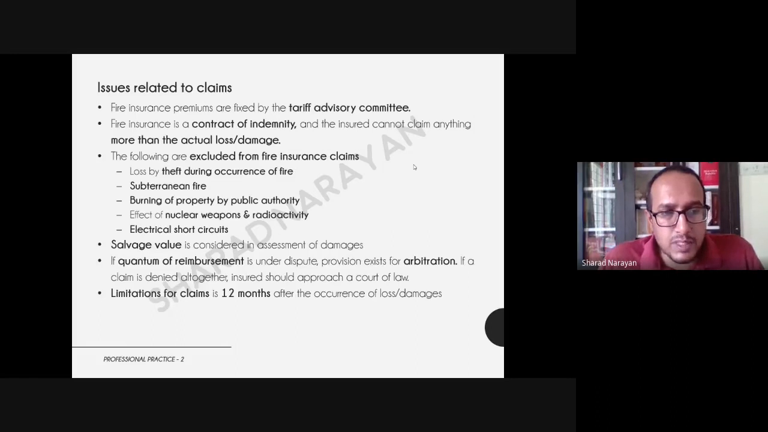Okay, all claims have to be made within 12 months after the occurrence of loss or damages. So limitations for claims is 12 months. We already talked about reporting a loss within 15 days or whatever period is stipulated. Now, the limitation of claims of 12 months applies when you notice that there are damages over and above what you had already claimed. So you can make multiple claims, but within a period of 12 months.